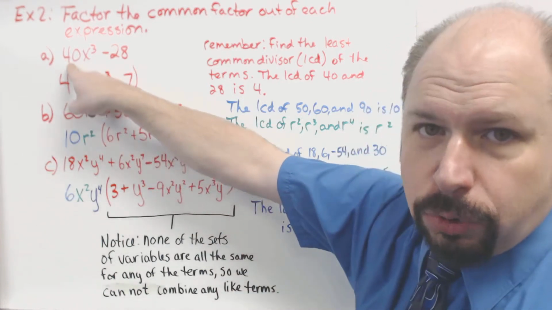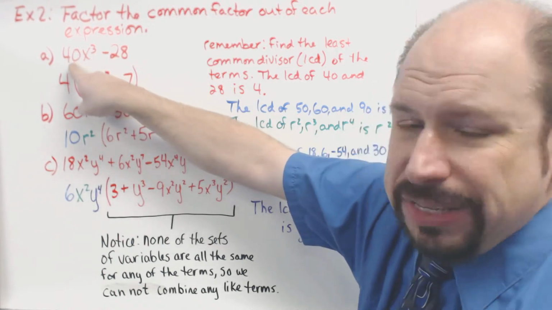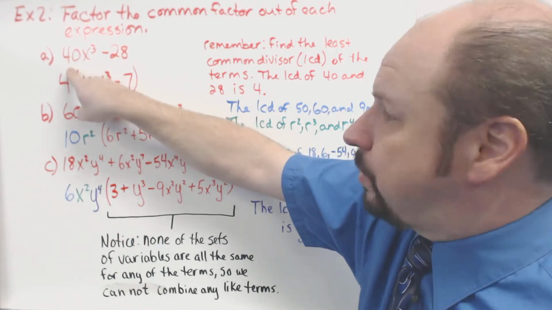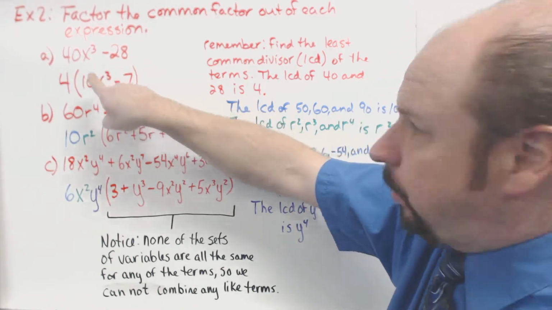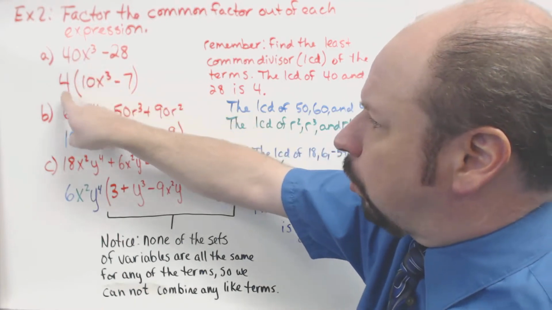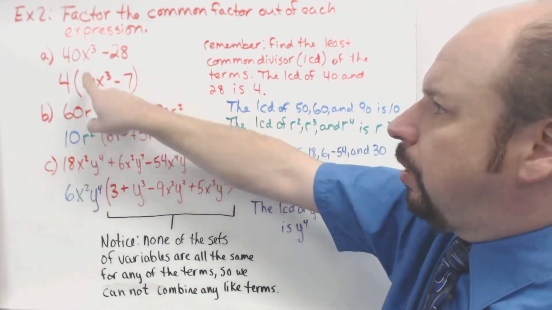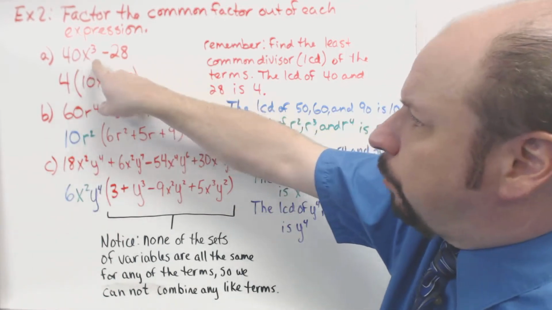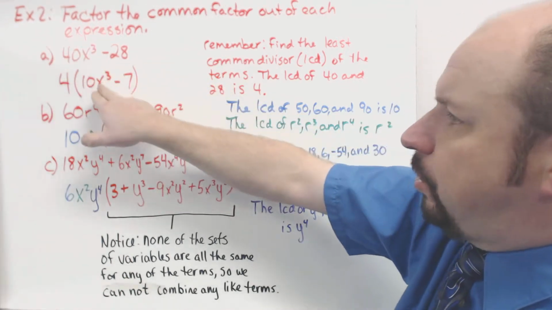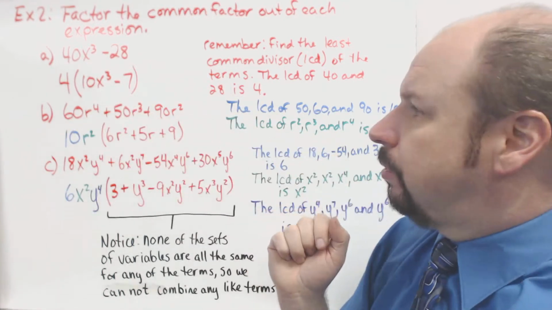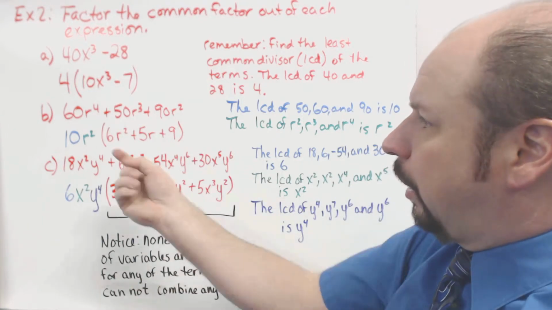So when we factor a 4 out of this, 4 times 10 gives us the 40. So basically, it's like dividing by 4. So 40 divided by 4 is 10. 28 divided by 4 is 7. So when we factor out a 4, we get 4 times the quantity 10x cubed minus 7. Notice there is no x term in both of these, so we cannot factor out a variable at all. So this x cubed just stays right with the 10. Okay, in the next example, we will have a variable that we can factor out, however.